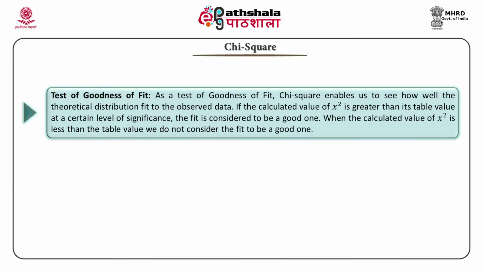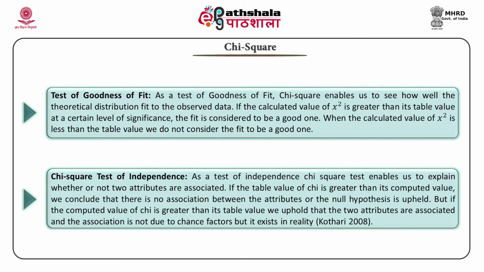If the calculated value of chi-square is greater than its table value at a certain level of significance, the fit is considered to be a good one. When the calculated value of chi-square is less than the table value, we do not consider the fit to be a good one. What is the chi-square test of independence?